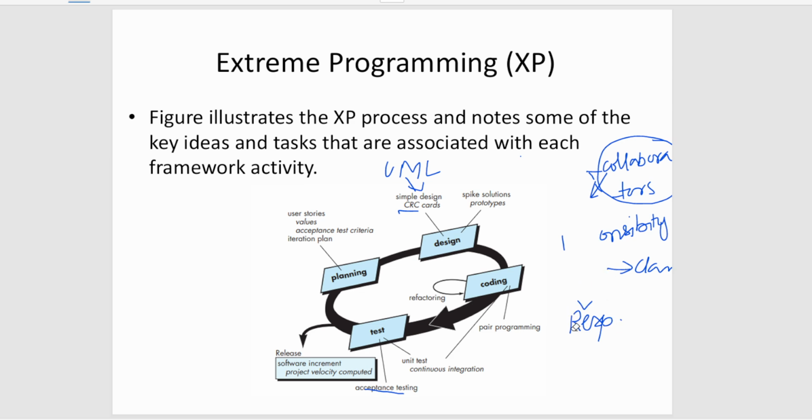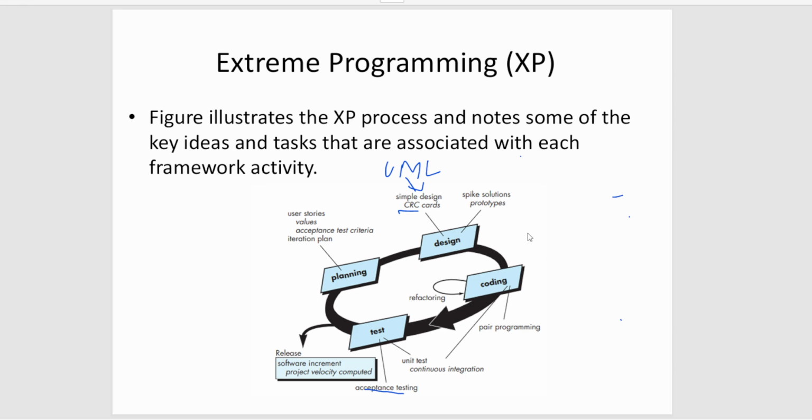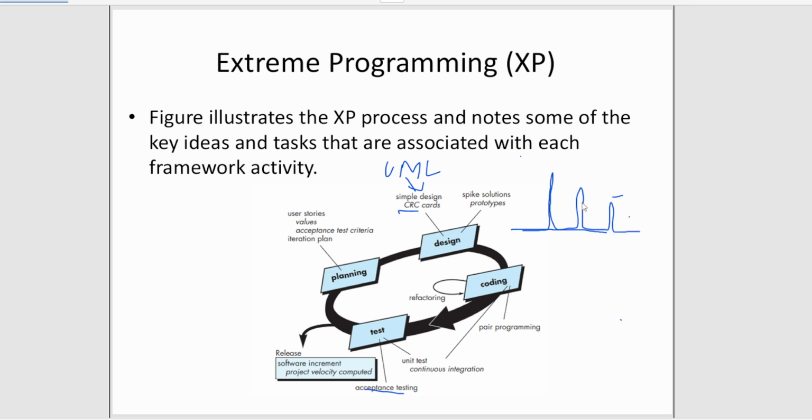Now the next thing is called spike solution prototypes. What are spike solutions? Spike means a certain set of data coming, like I am working on this particular line, and suddenly I have an issue. So it comes like this, it goes again, then I have another spike, then I have another spike. These things are called spikes.